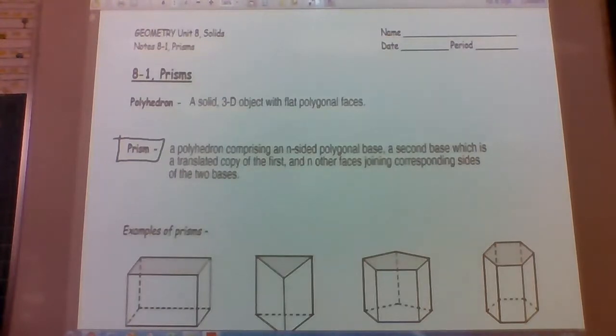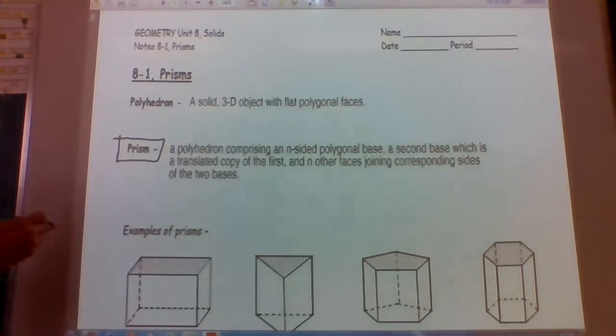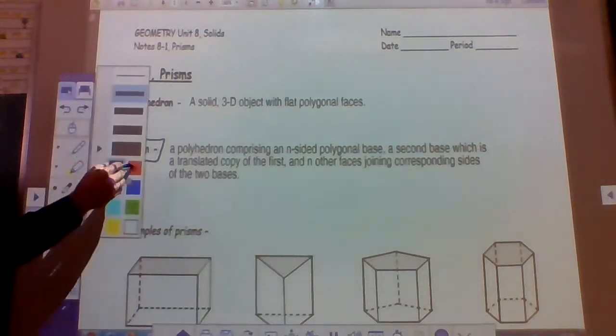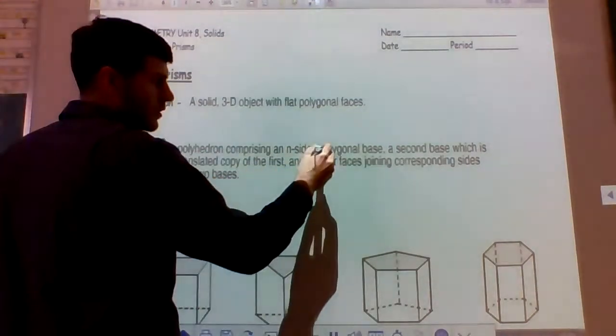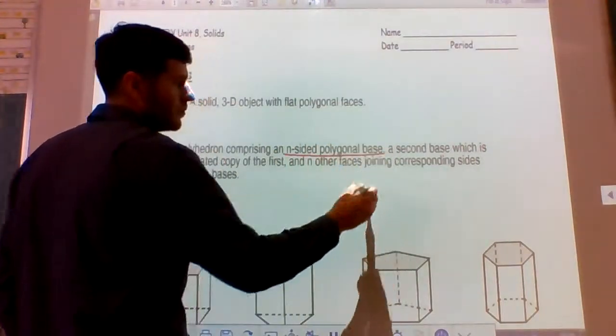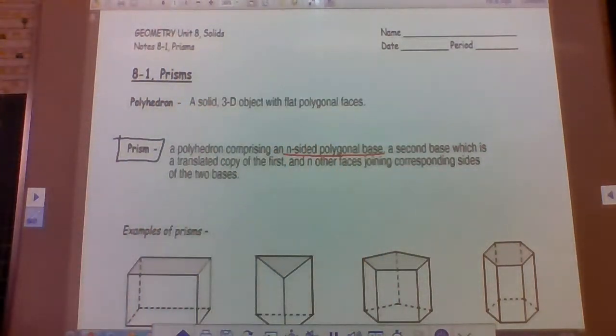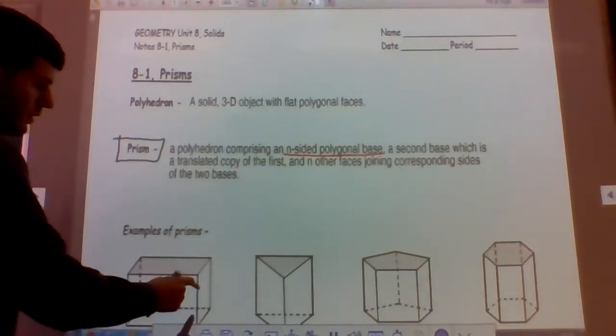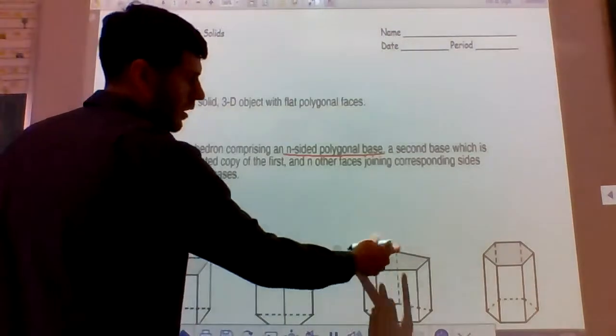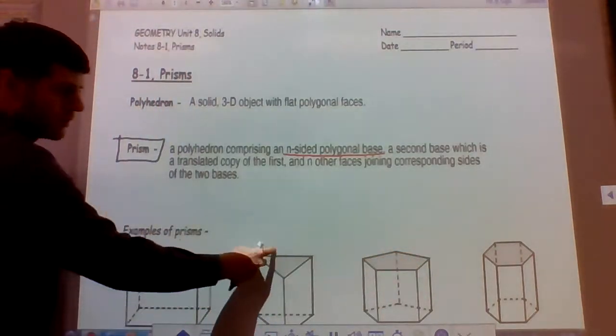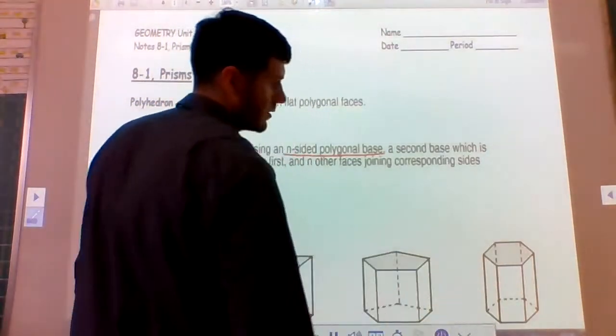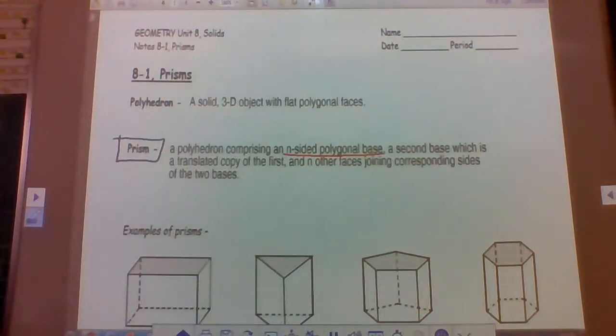Okay. So it's a polyhedron comprising an n-sided polygonal base. If you look at our examples below, the bases are all going to be polygons. Here we have quadrilaterals, here we have triangles, here we have pentagons, here we have hexagons. So they're going to have some number of sides. Then it's going to have a second base, which is a translated copy of the first.